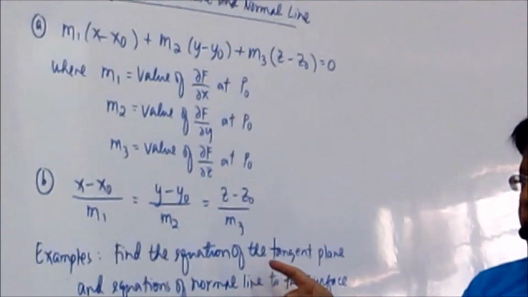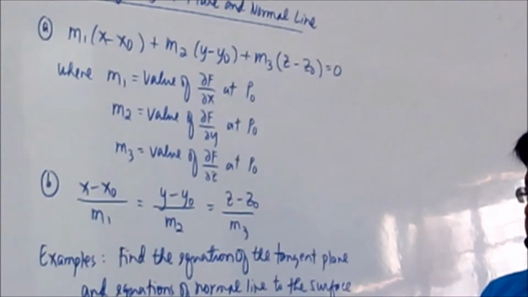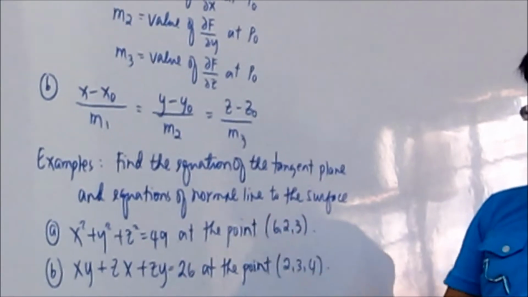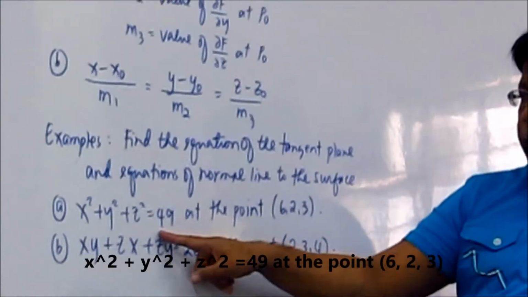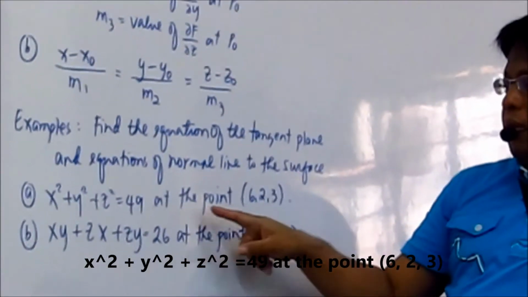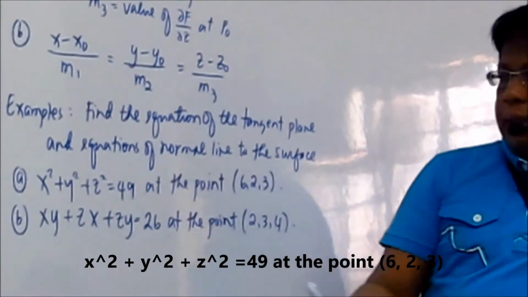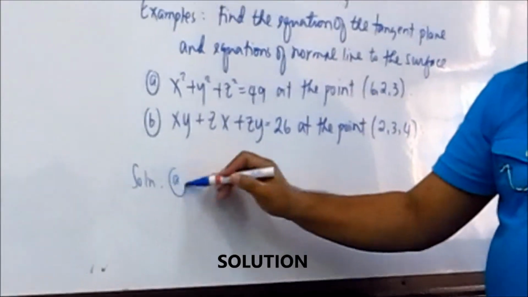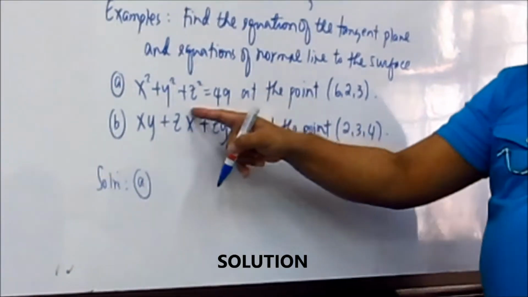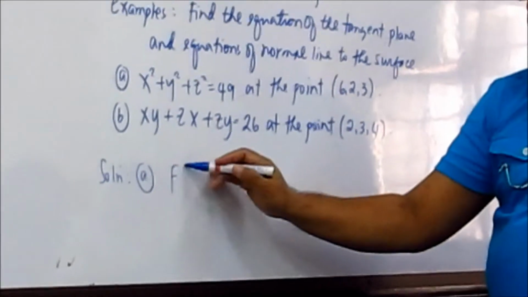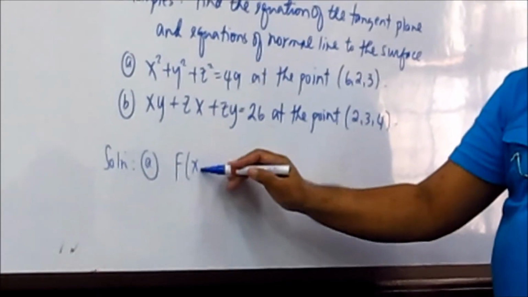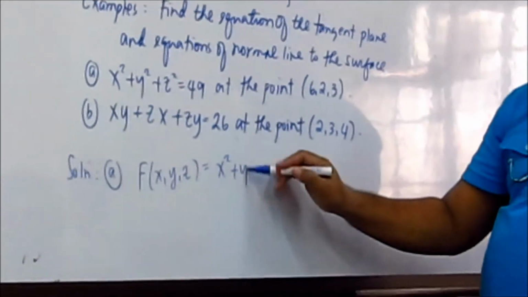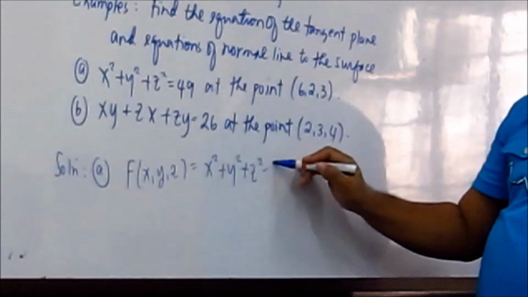Okay, so let us work on these examples. Find the equation of the tangent plane and equations of the normal line to the surface x squared plus y squared plus z squared equals 49 at the given point (6, 2, 3). Let us work first on example letter A. Again, let us write this in standard form, where we have now f of x, y, z is equal to x squared plus y squared plus z squared minus 49.